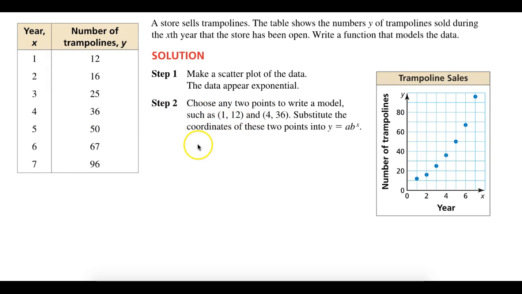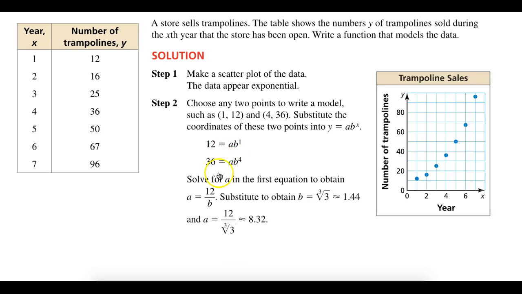First thing we need to do is set up both of our equations. 12 equals ab to the first power. This is what we get from the point 1 comma 12. Our second equation, 36 equals ab to the fourth. Now, using substitution, we'll solve for a. We get a equals 12 over b. Again, we just divided both sides of our first equation by b.